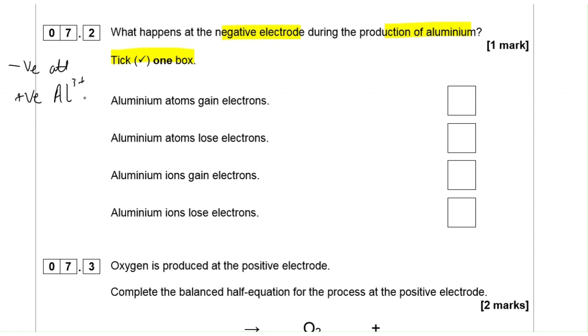What else do we know about an aluminium ion? Well, aluminium is a metal. All metal ions are positive. So we're looking for aluminium ions doing something. To become aluminium metal, they must gain electrons. So therefore, we're looking at the 3rd choice. So to get 1 mark for this question, aluminium ions gain electrons. 1 mark.